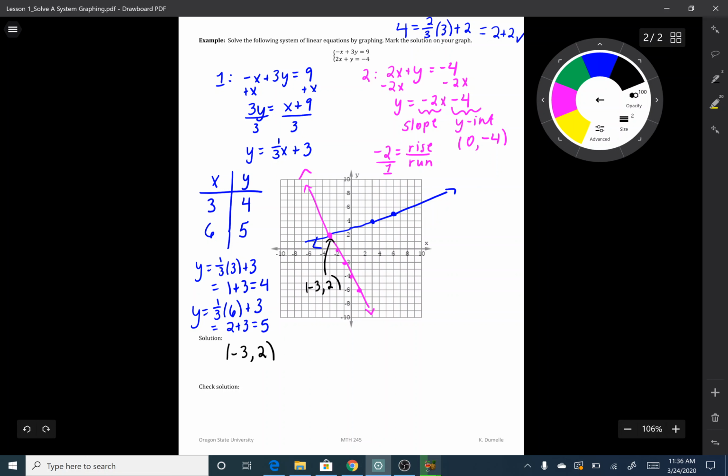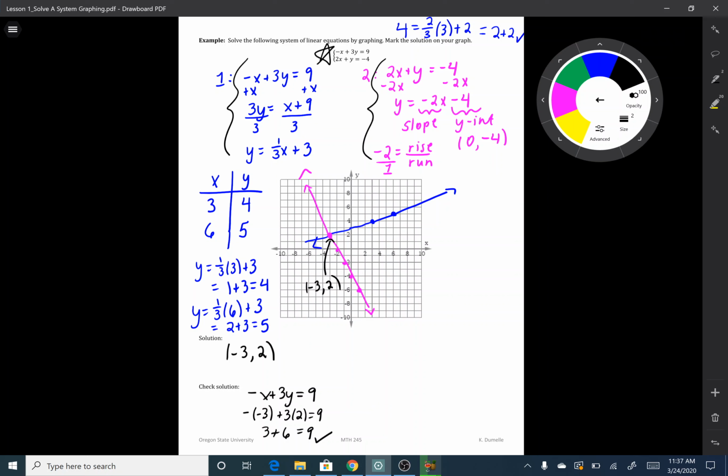But again, I want to check that this is the solution by plugging this point into both of my original functions. And in order to make sure that we did this algebra right, I'm actually going to plug this point into our original equations right here. So let's see, I have -x plus 3y is equal to 9. I want to make sure that this is true. So this will give me -x, that's -3, plus 3 times 2 is equal to 9. Well, this gives me 3 plus 6 equals 9. That is true. So our solution satisfies the first equation.